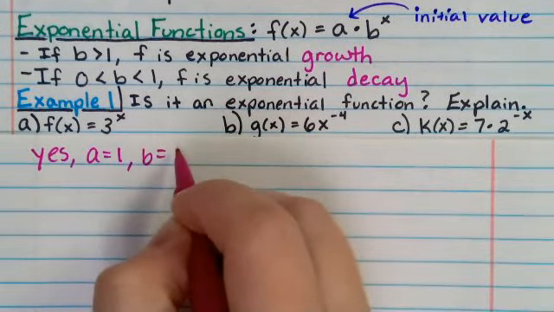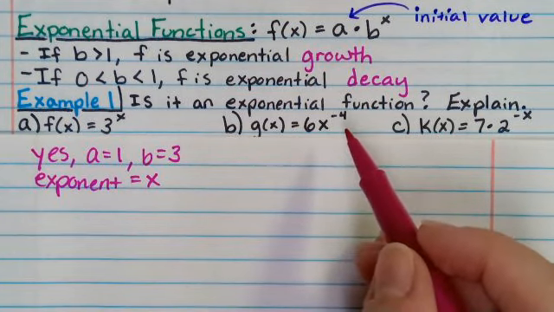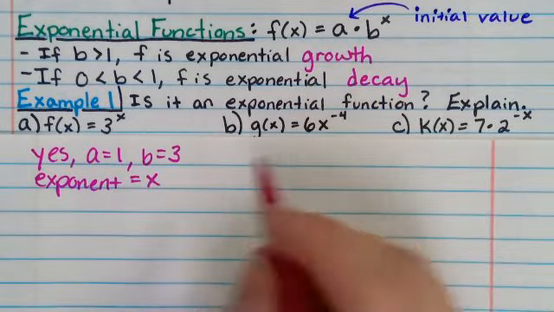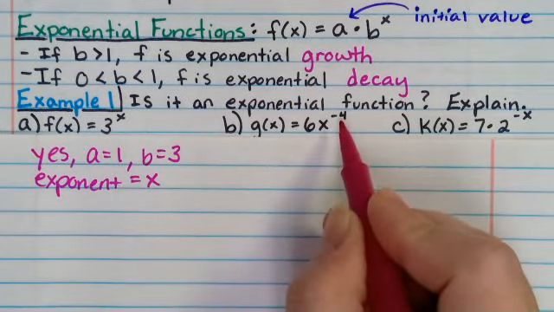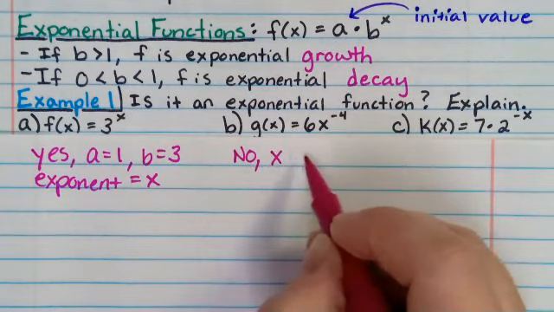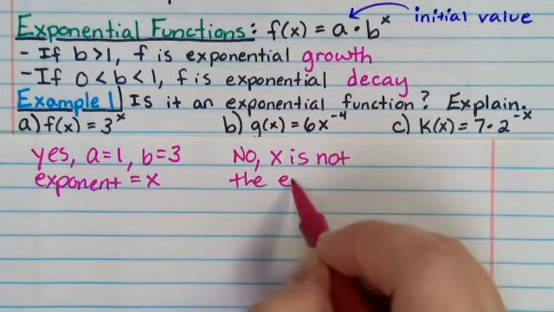Okay, so look at part B. This one says 6 times x to the negative 4. So I want you to look at this. Okay, do you see how the exponent is not a variable? The exponent is a negative 4. B is not a constant. B is x. So there's a couple things that are wrong with this. It's not an exponential function, and that's because basically we can just say x is not the exponent.